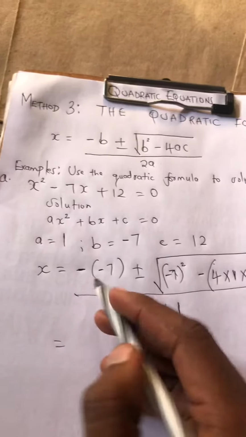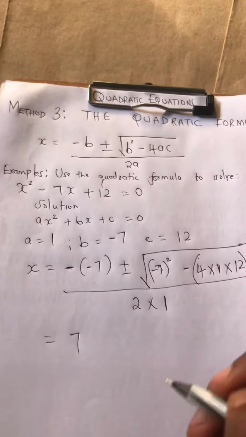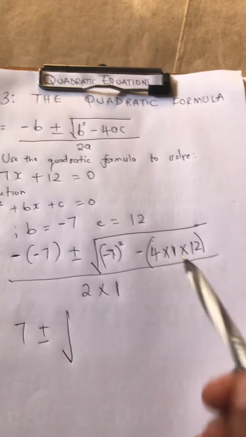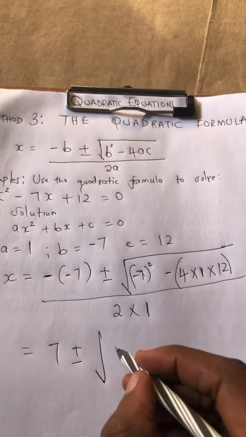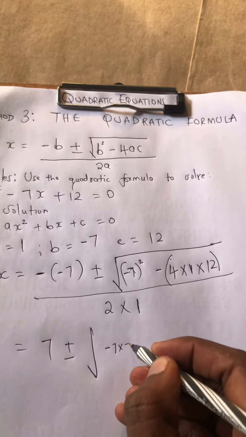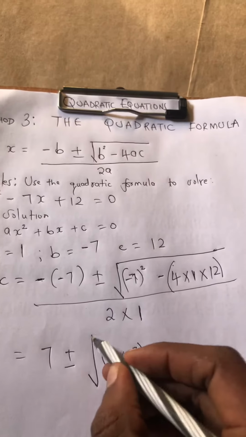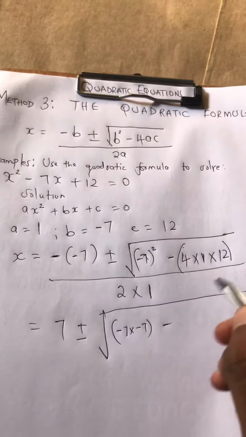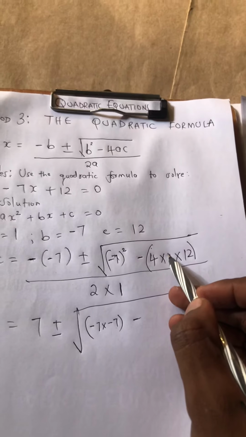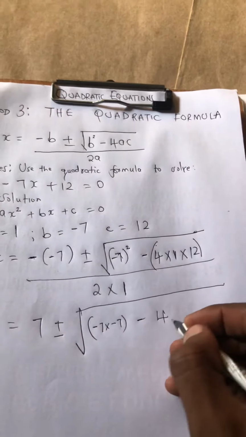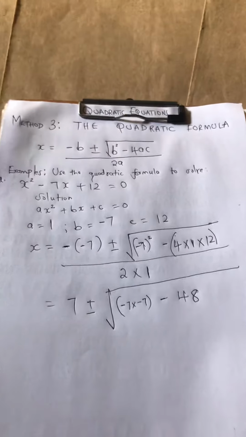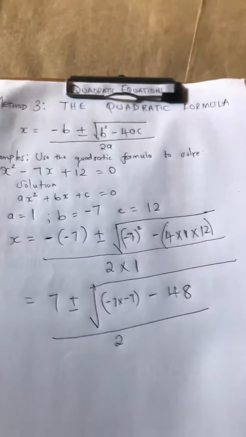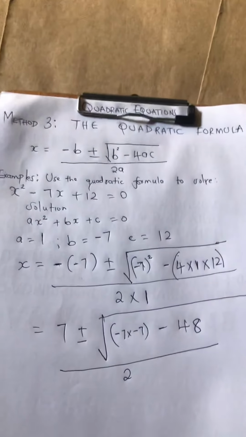What do you get? Minus times minus is positive, so that becomes positive 7 plus or minus the square root of minus 7 square. It means minus 7 times minus 7. Alright? Fanya hivyo. Then minus, what is 4 times 1? It is 4 times 12. It is 48. Alright? Then divided by 2. I hope tuko pamoja hadi hapo.